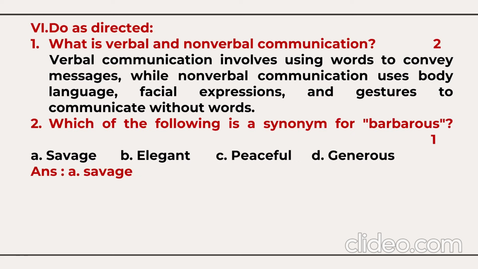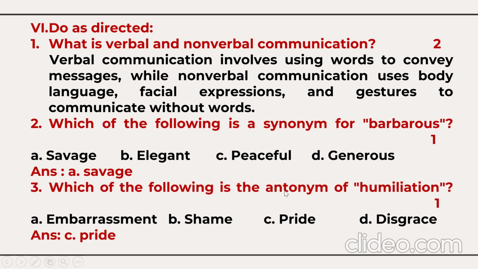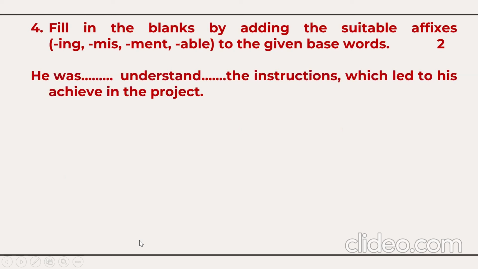2 marks. Then synonyms. A word is given here, barbarous. You have to find the synonym. Synonym means the same meaning. So what is the synonym of barbarous here? Savage. 1 mark. Antonym, again 1 mark. Antonym means the opposite of the given word. The opposite of humiliation here is pride. 1 mark.